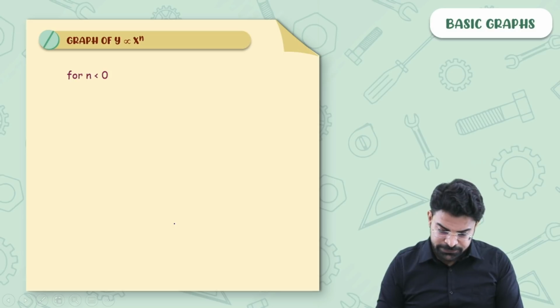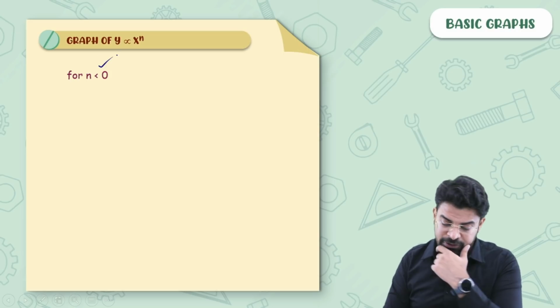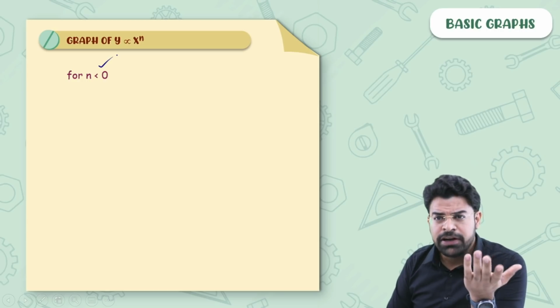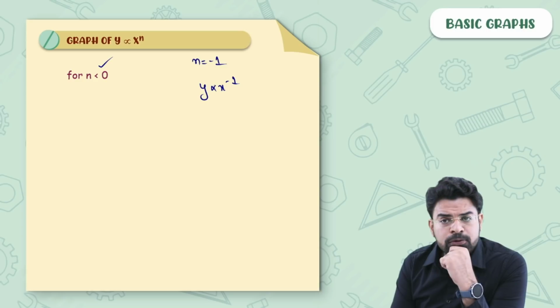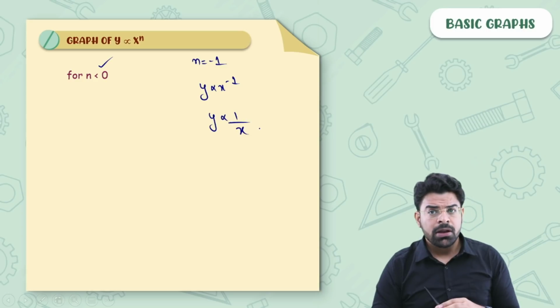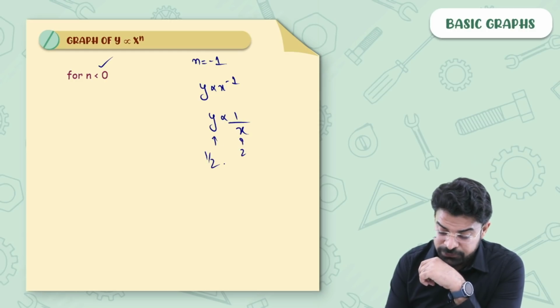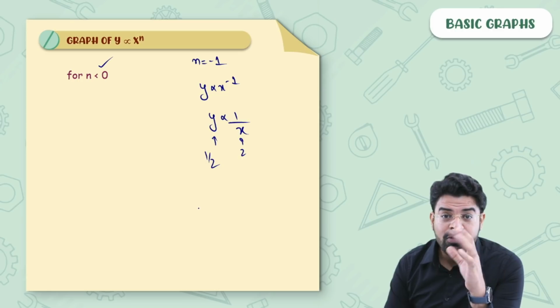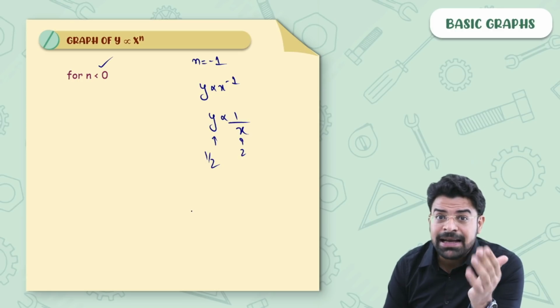The last case. What if n is less than 0? What if n is a negative number? Let's say n is minus 1. So we get y proportional to x raised to the power of minus 1. When we have got y proportional to x raised to the power of minus 1, we can say y proportional to 1 by x. So when x becomes double, y becomes half. x becomes triple, y becomes 1/3. x becomes 10 times, y becomes 1 by 10 times.